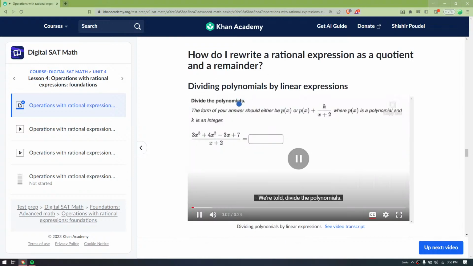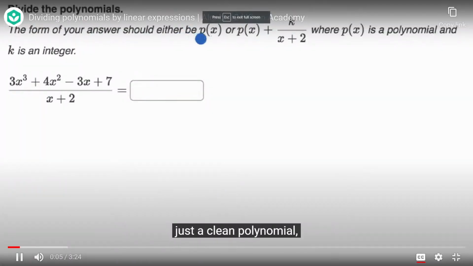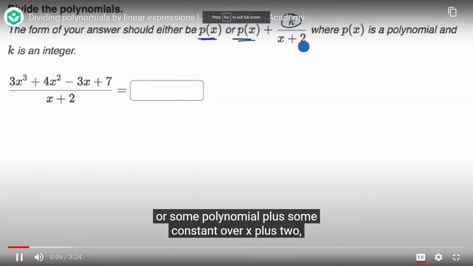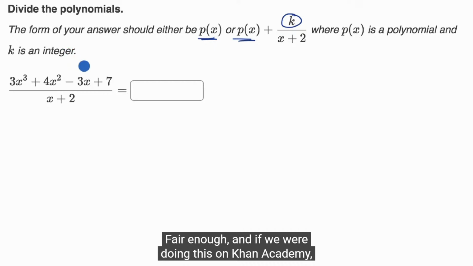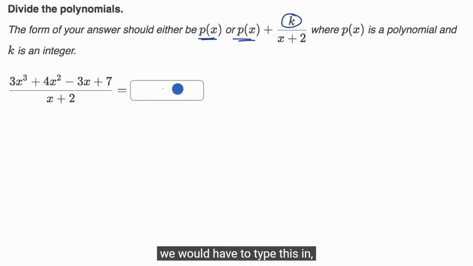We're told to divide the polynomial. The form of your answer should either be just a clean polynomial or some polynomial plus some constant over x plus 2, where p of x is a polynomial and k is an integer. Fair enough. And if we were doing this on Khan Academy, this is a screenshot from Khan Academy, we would have to type this in, but we're just going to do it by hand.